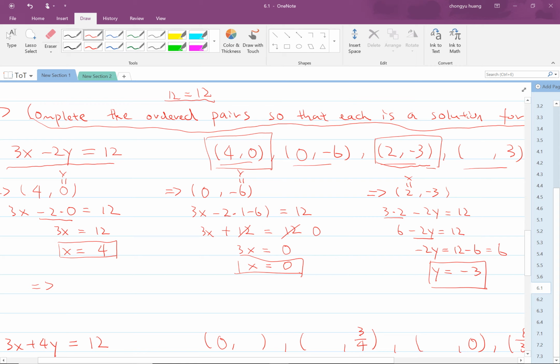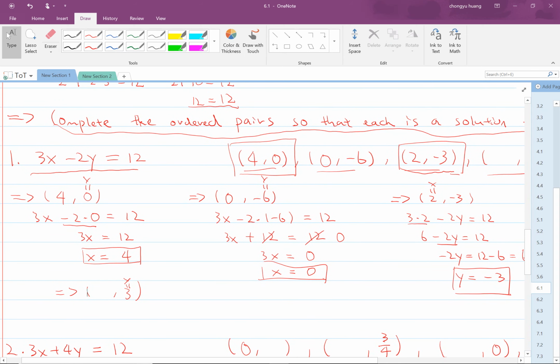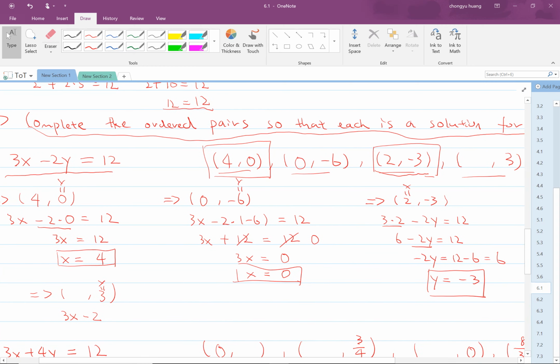Okay, so on our last point, we don't know anything about x, but we know y is actually equal to 3, right? So you guys get to understand how to actually do it, right? You basically plug in the point where you know it. 3x minus 2 and then multiply by 3 is equal to 12.